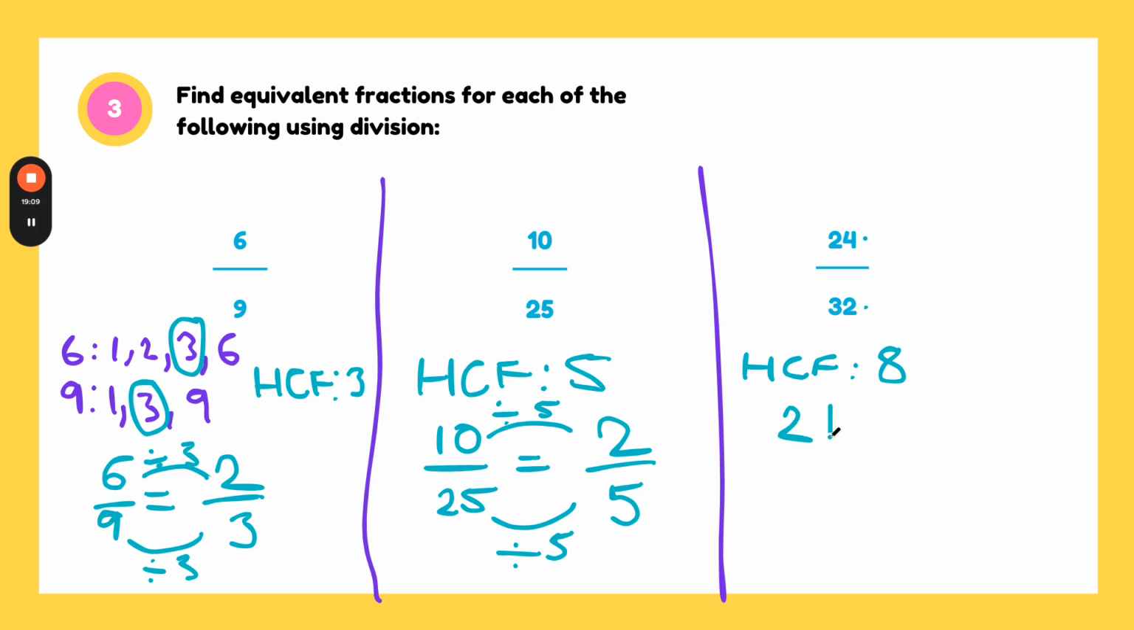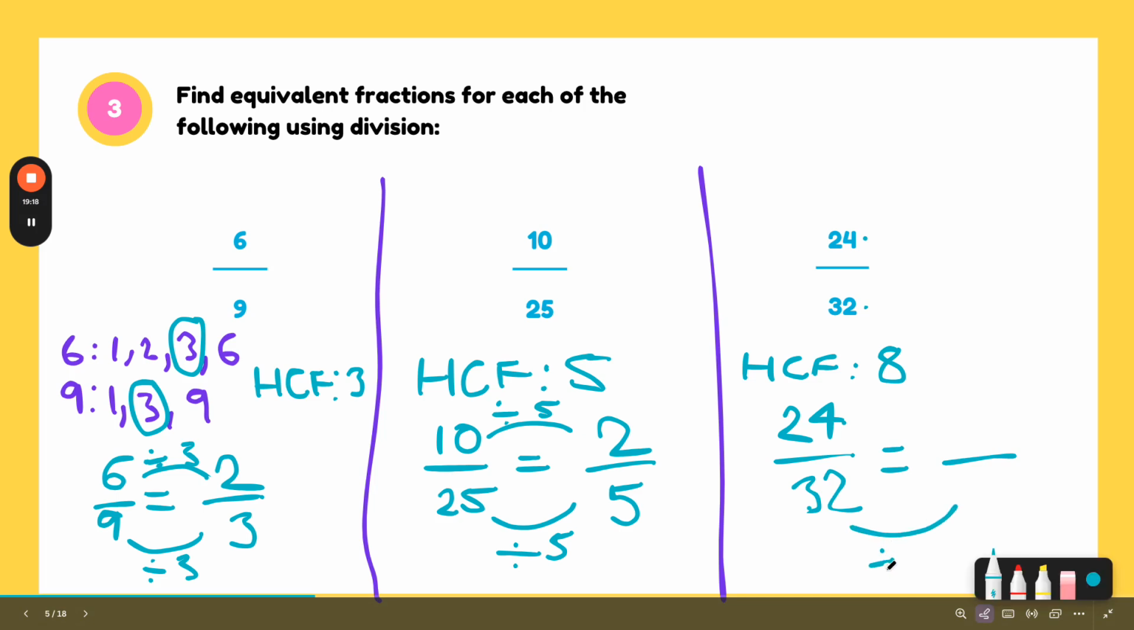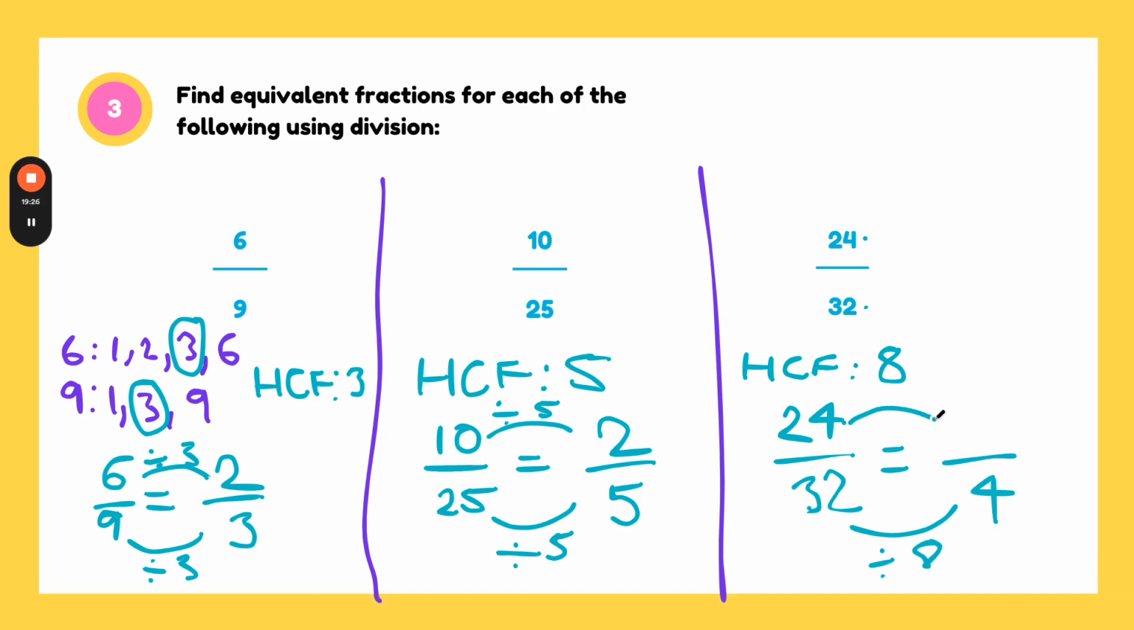So again, using the same logic, we do 24/32, and then we divide by 8, which gives us 4, and then 24 divided by 8 is 3. So 24/32 is equivalent to 3/4, and 3/4 is also equivalent to 24/32.